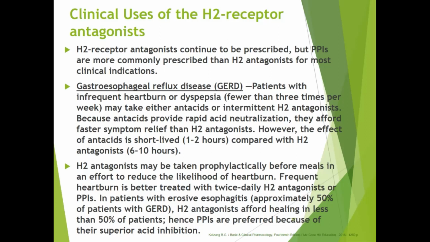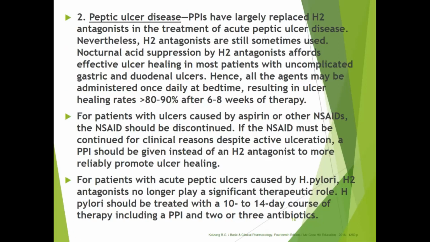In patients with erosive esophagitis, approximately 50% of patients with gastroesophageal reflux disease, H2 antagonists afford healing in less than 50% of patients. PPIs are preferred because of their superior acid inhibition. The next indication for using the H2 antagonist: peptic ulcer disease.